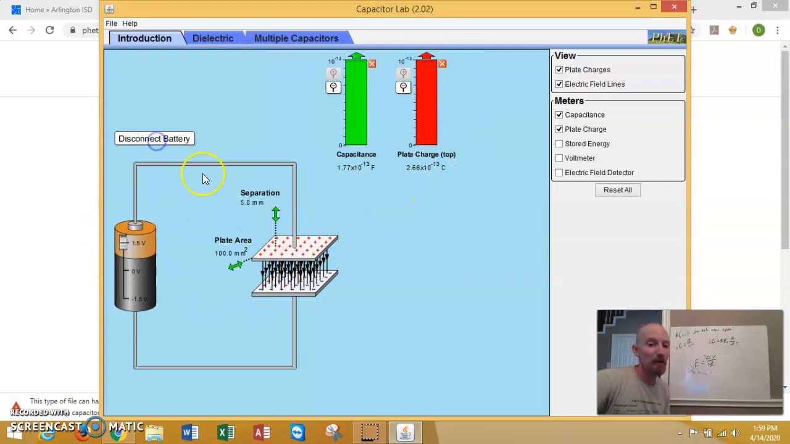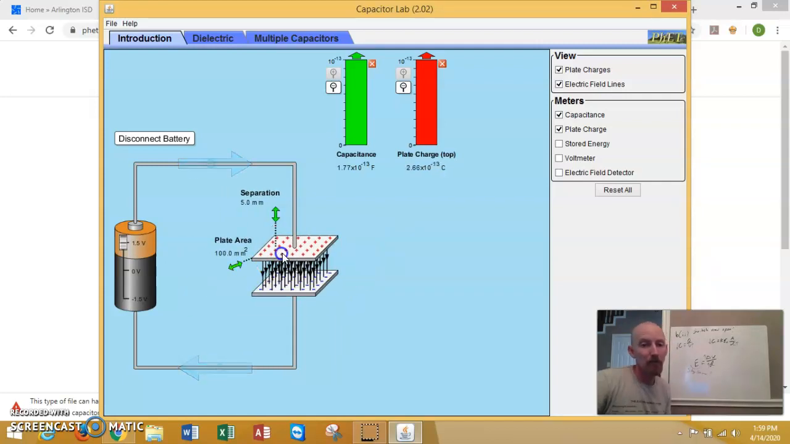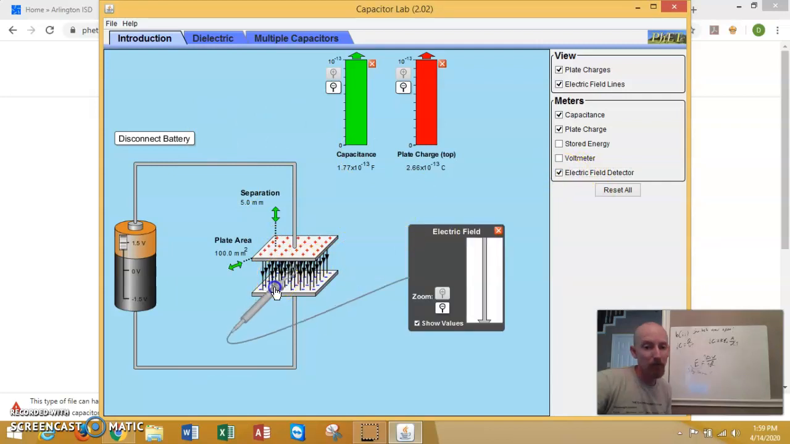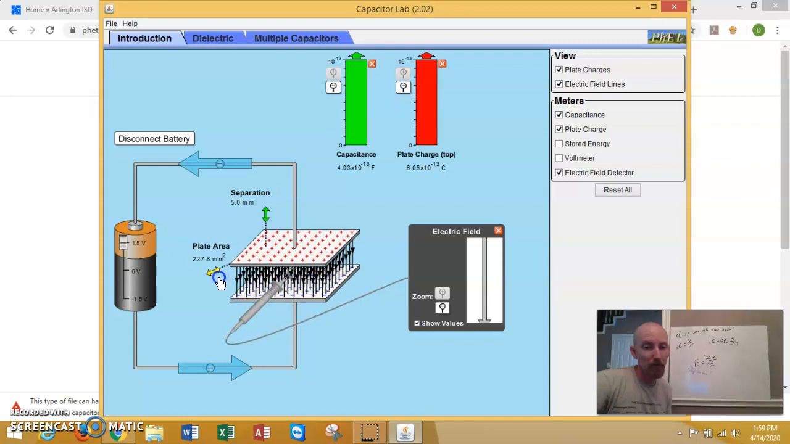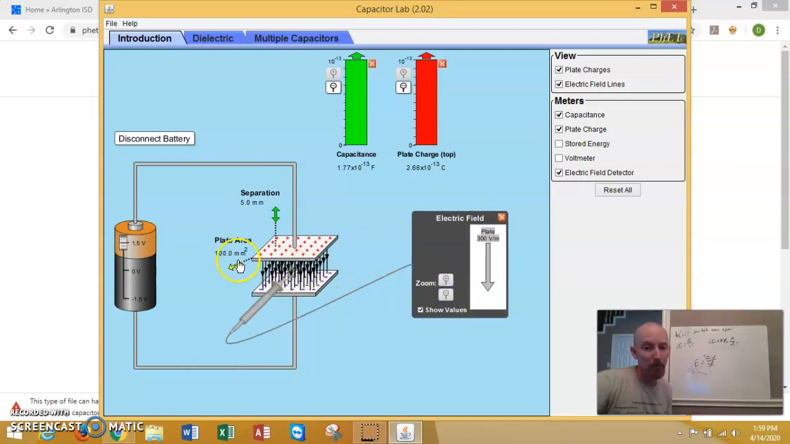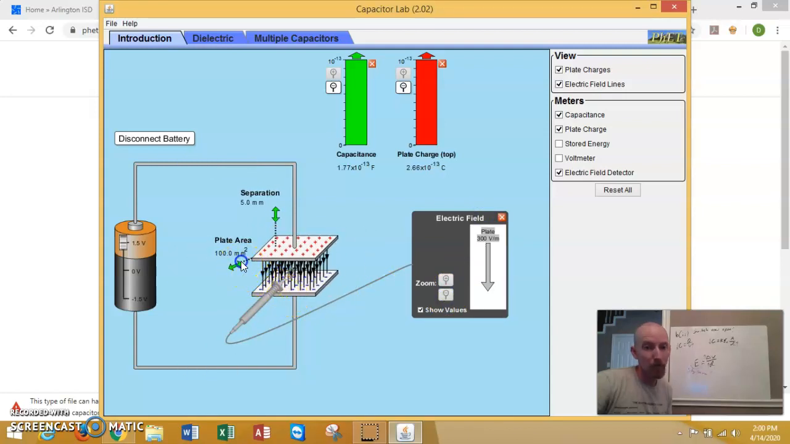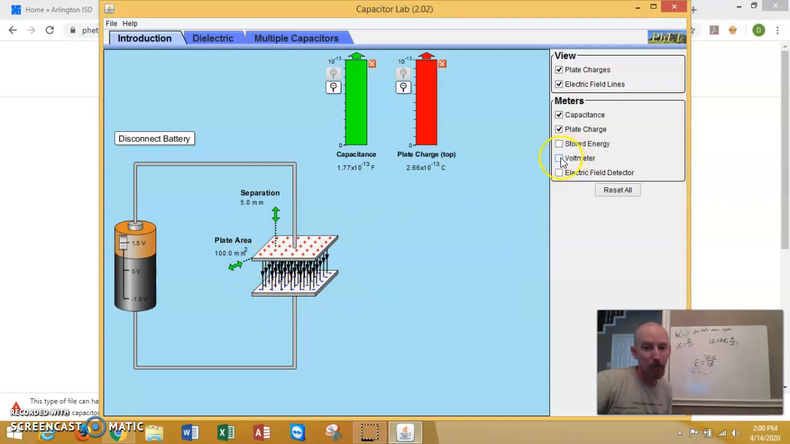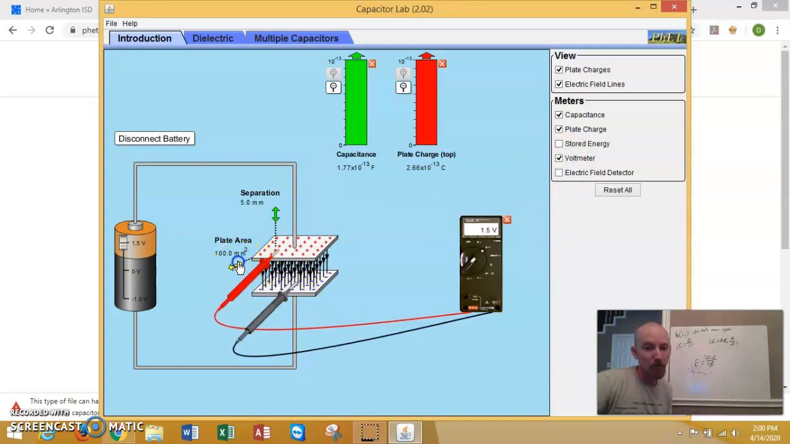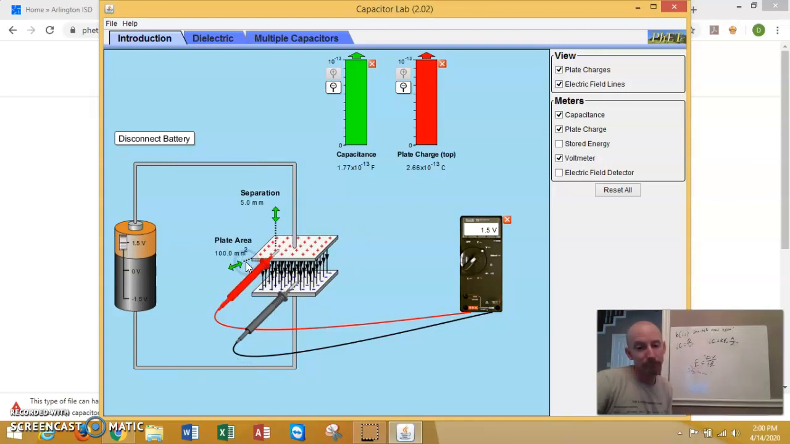Now if we connect the battery and then I move things, then things can change because the battery is connected. If the battery is connected, what happens to my electric field if the plates get bigger? It stays the same. What about voltage? What happens to our voltage? It stays the same. Still connected.